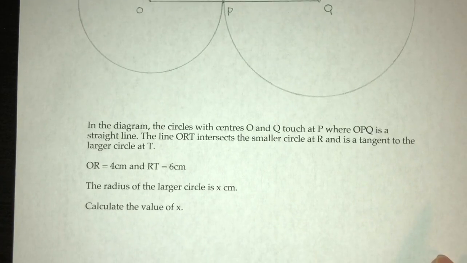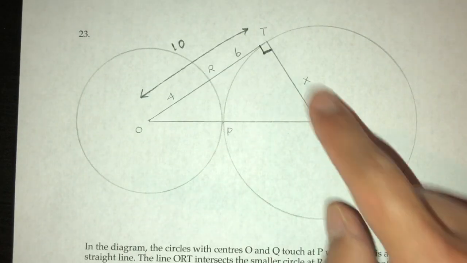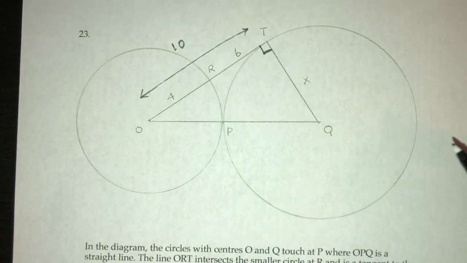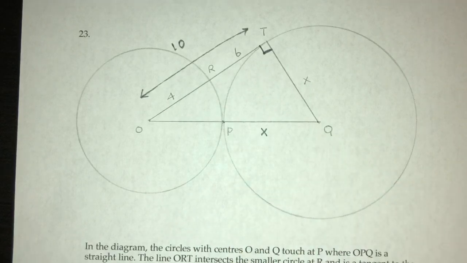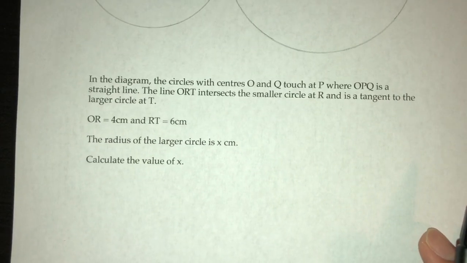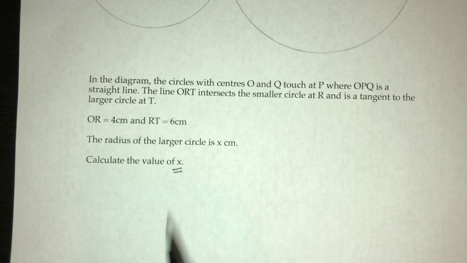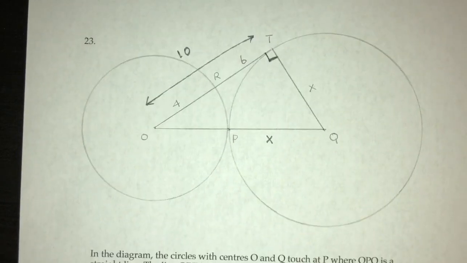Let's see. We have the radius of the large circle is x. That's good to know. The radius here is x, which means PQ is also x because it is also the radius of the circle, right? Now find the value of x. So let's see how you can find the value of x.